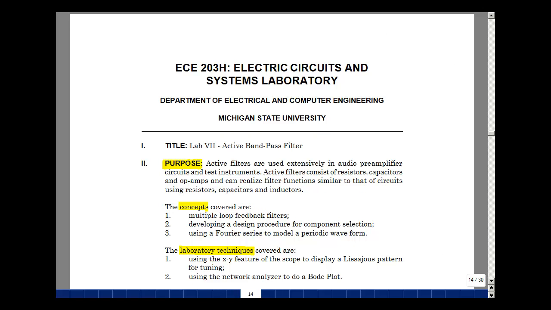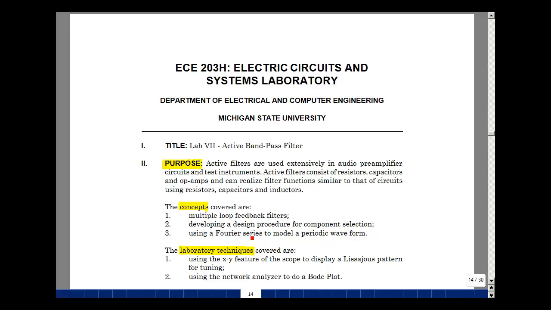So the purpose of lab number 7 was to take a look at active filters, which are used extensively in audio preamplifier circuits and test instruments. They consist of resistors and capacitors and op-amps, and they can realize things that we could realize with a resistor, capacitor, and an inductor. But in addition, we can also have gain, which we can't do with a passive circuit. Now the concepts we covered was the multiple loop feedback filter.